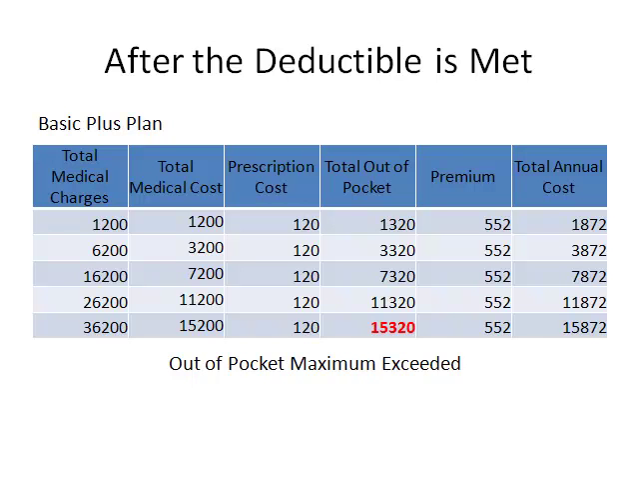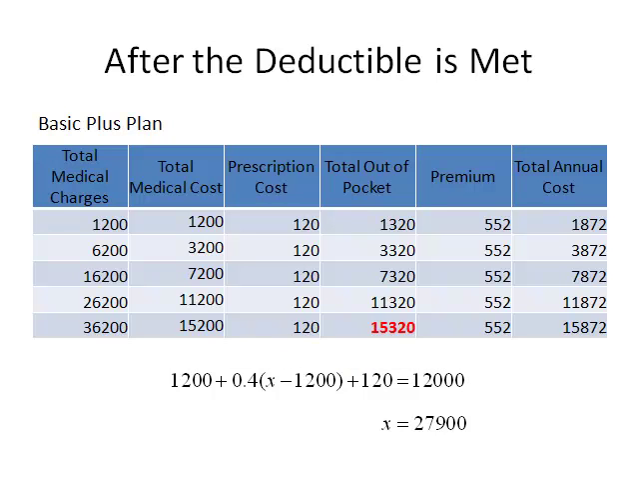However, notice that the out-of-pocket maximum of $12,000 is exceeded in the last row. We need to know the exact amount of medical charges at which the total out-of-pocket is exactly $12,000. To find this, we solve an equation corresponding to the deductible plus the coinsurance plus the prescription costs set equal to $12,000. The solution to this equation is x equal to $27,900.